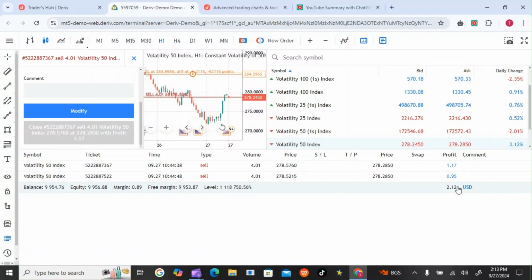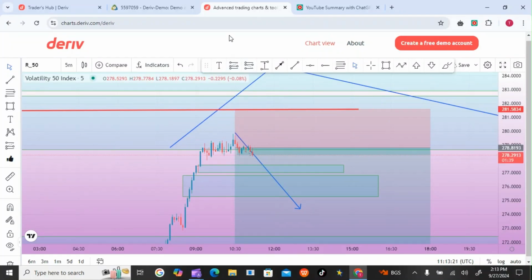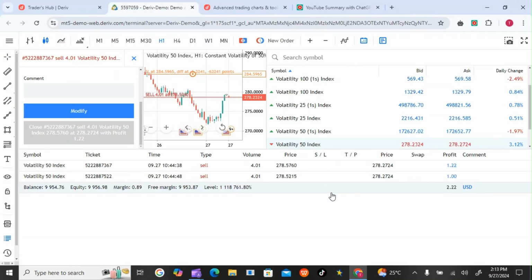All the trades we have taken today have proceeded very well, making good profits. When it reaches this zone, it might have a reversal, but I will still wait and see how it moves. So bye bye.